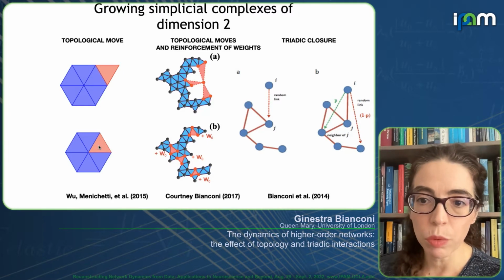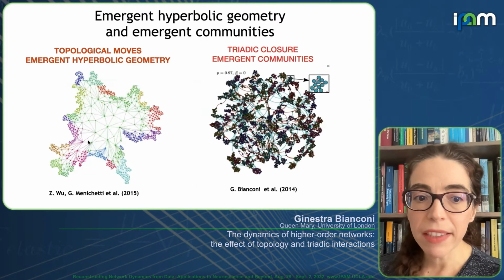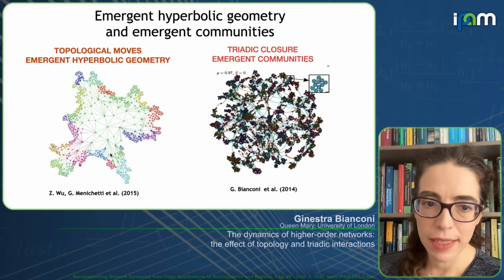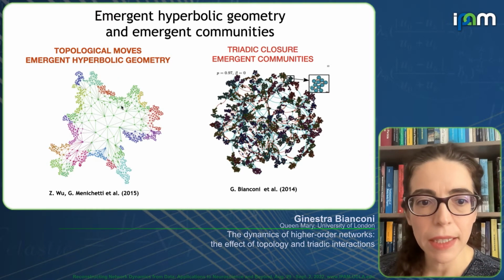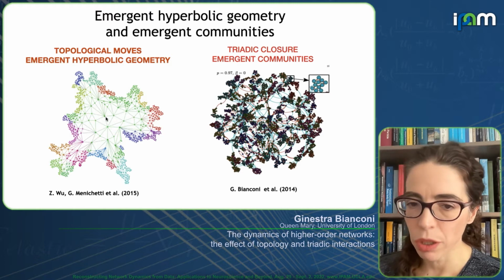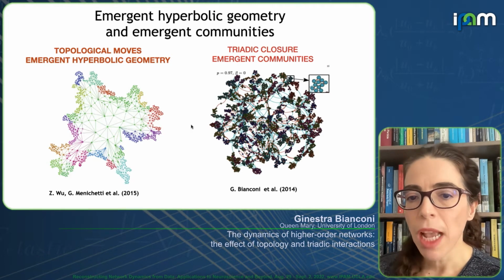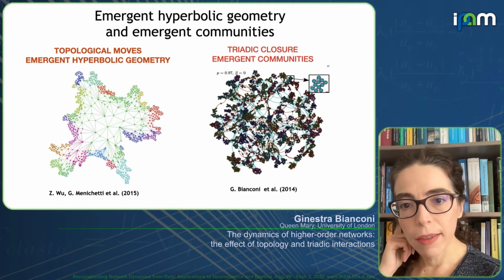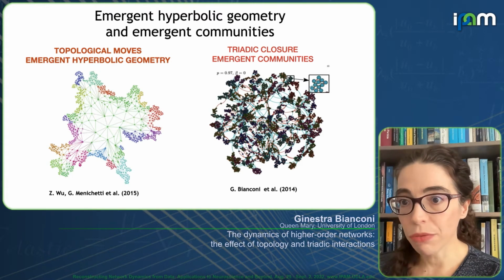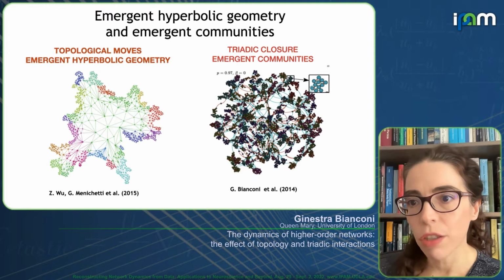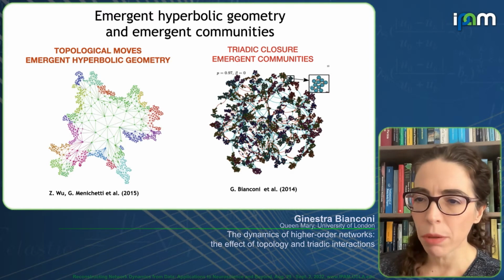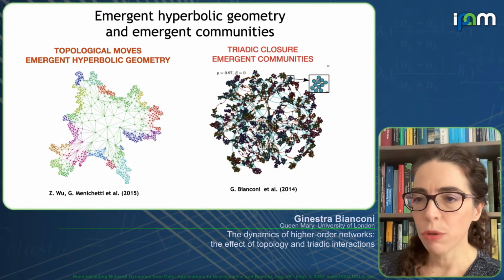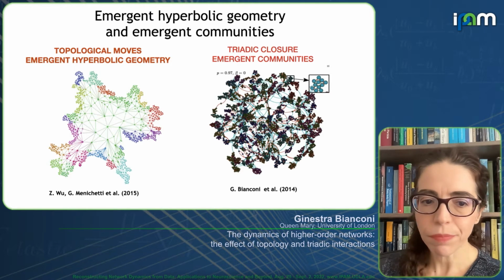you get a manifold, which has a very interesting distribution of curvature, this 2-dimensional manifold. And if you have the triadic closure, you are generating a graph with community structure. And these are non-equilibrium models. So you have very simple rules to start with, and then you have this emerging phenomena.